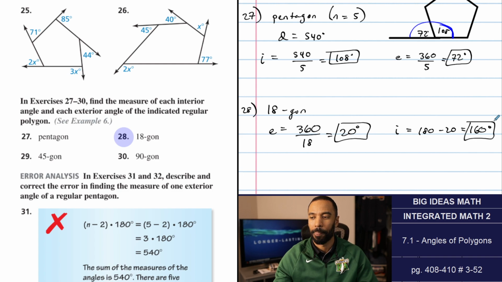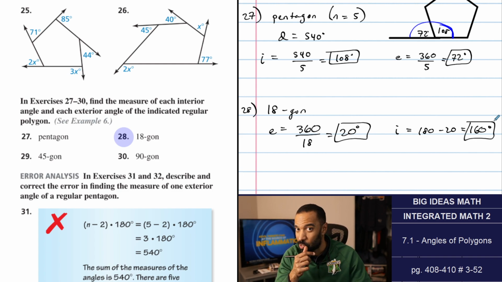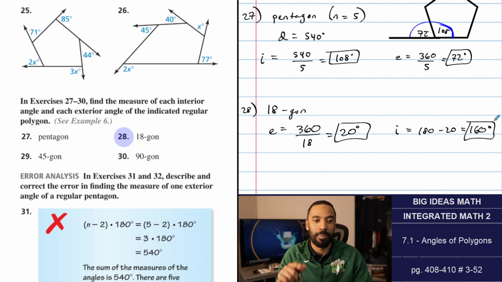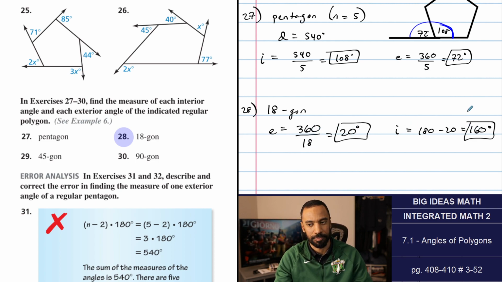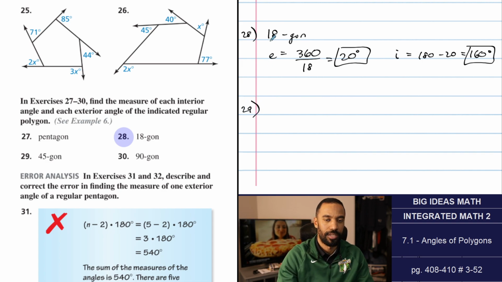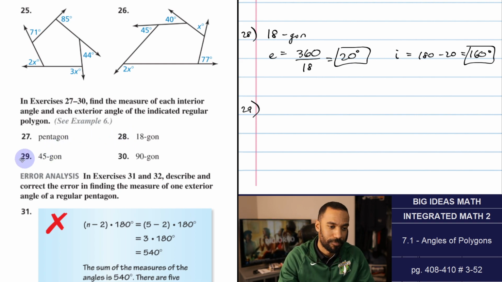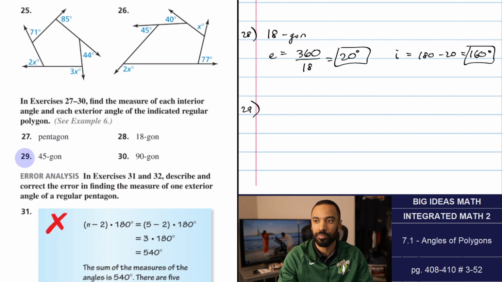Without doing 180 times 18 minus 2 and then dividing that by 18 to get my 160, I did just that right there. So there are faster measures. It depends on what you're doing. I'm not trying to take shortcuts. This is not a shortcut. This is efficiency. If I needed the sum first, different story.